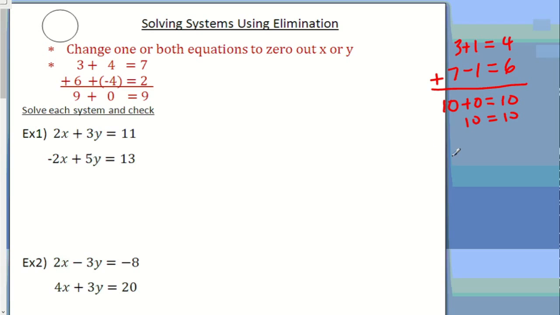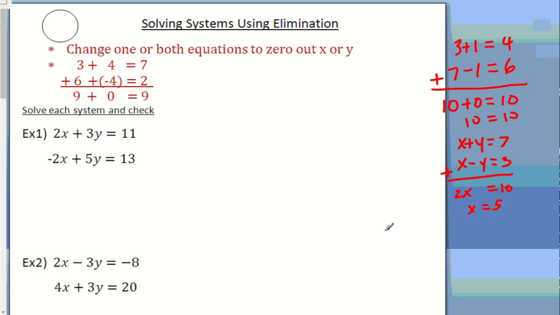For example, if I had x plus y equals 7, and I had x minus y equals 3, then if I add the columns, watch what happens. x plus x is 2x. But here's the cool thing. A positive y and a negative y makes 0. They go away, and I'm just left with 2x is equal to 10. So x has to be 5.